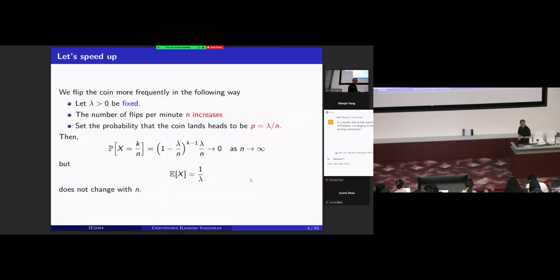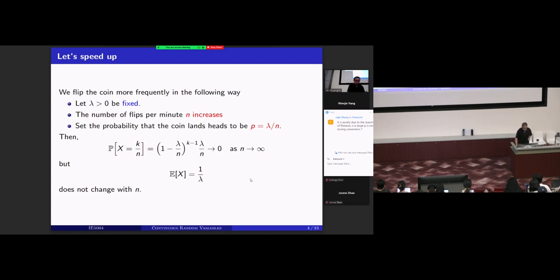So now, let's play the game like this. This time, we flip it more and more frequently. In other words, we have n go to infinity. At the same time, we keep lambda fixed. Which means that if n is larger, p needs to be smaller, in the way that n times p is a fixed number, which is lambda, right? So let's see, if we do this, what will happen?